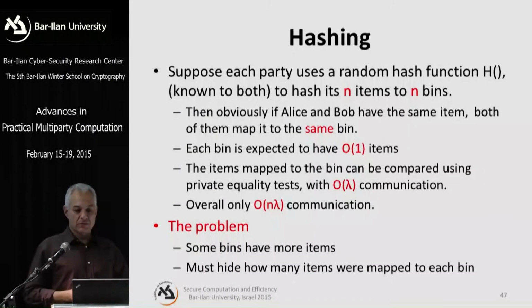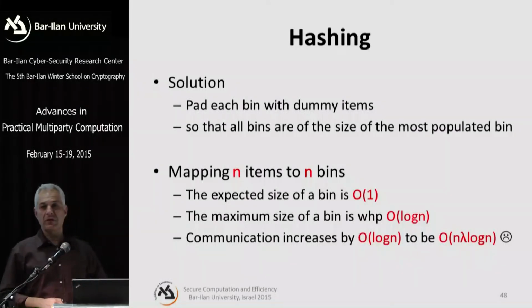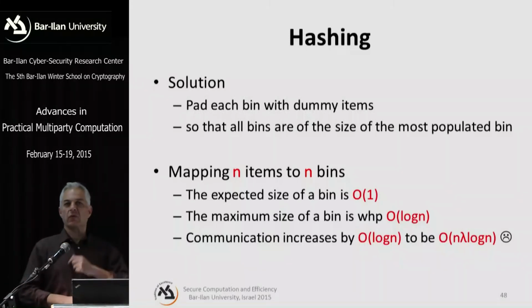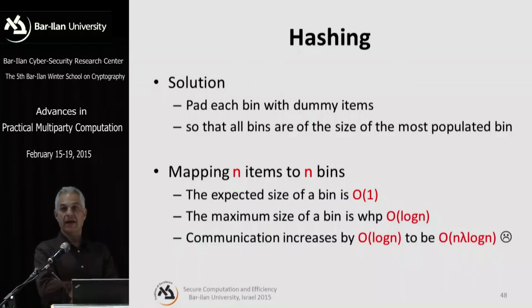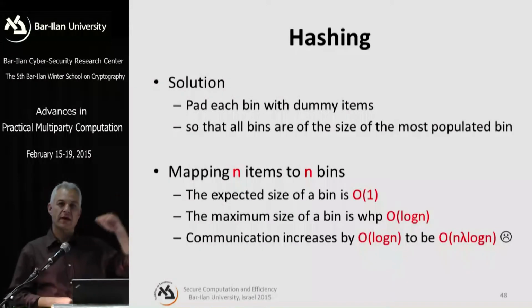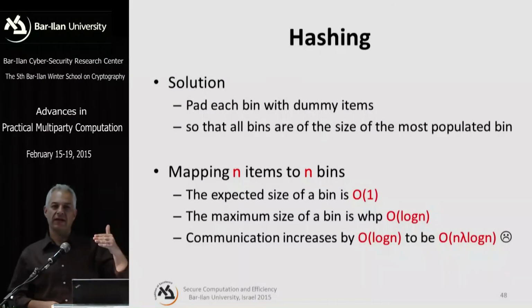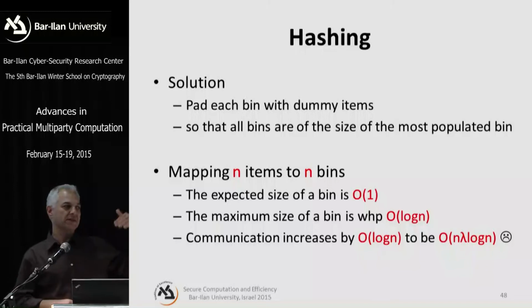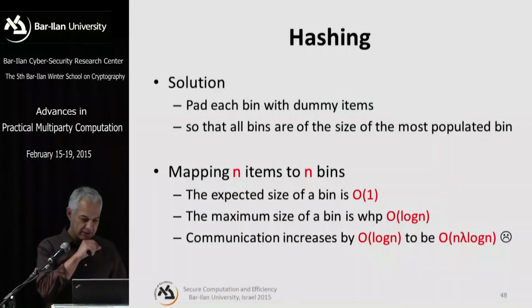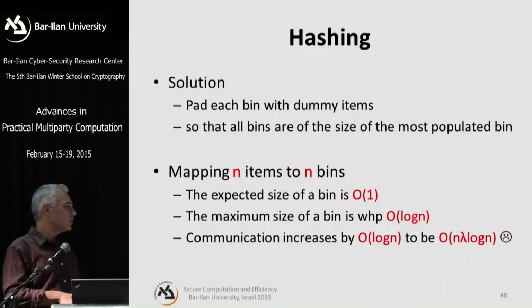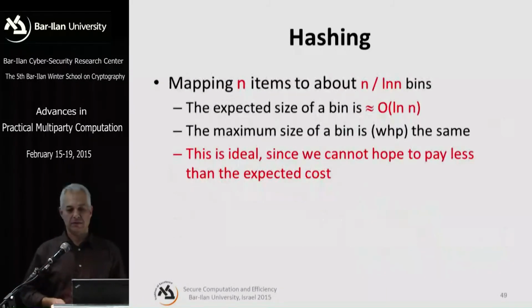So we must hide how many items we map to each bin. And the only way we know to do that is to pad each bin with dummy items. So we should compute what is going to be the size of the most populated bin. And if we map n items to n bins, then with very high probability, the most populated bin is going to have log n items. So we're going to pad each bin to have exactly log n items. So in the most populated bin, we don't have to add any more items. In other bins, we have to add more items until we have exactly the same number of log n items in every bin. And this increases the communication by a factor of log n to n times lambda times log n, and we don't like that. Log n could be 20, so that's bad.